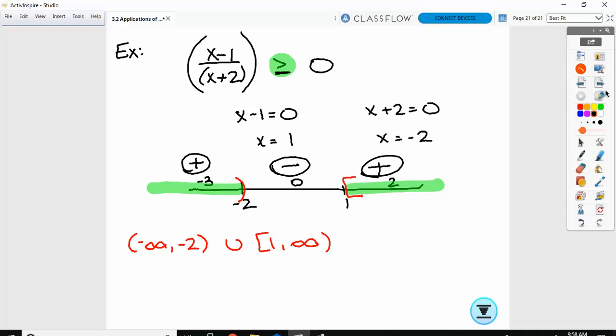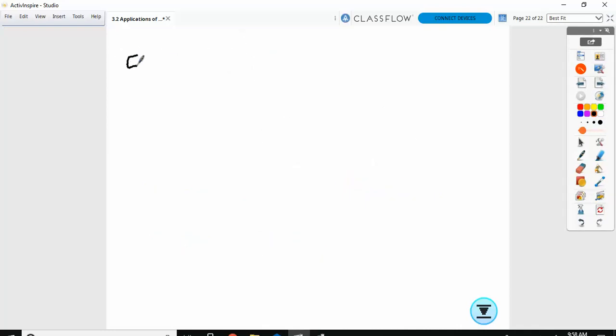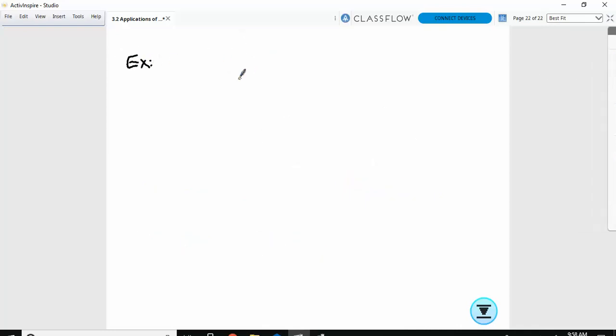One last problem. Okay, let's do this one. So this is another inequality, which means I need 0 on one side and a fraction on the other. So to move my 5, what do we have to do?